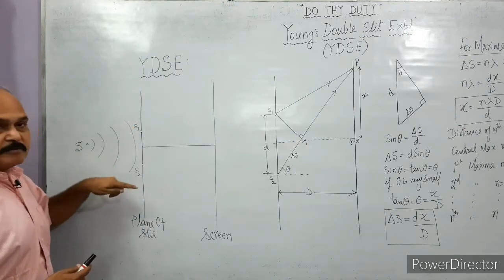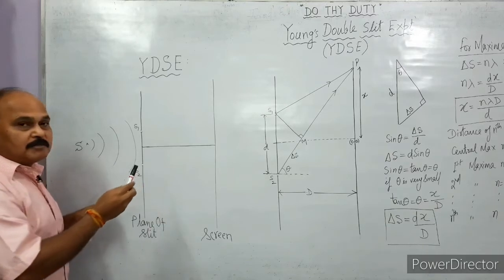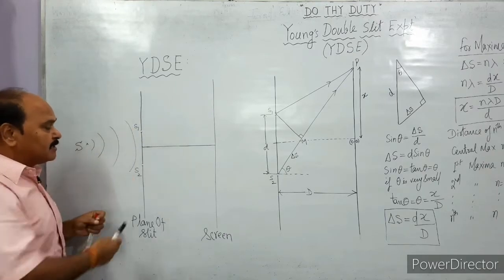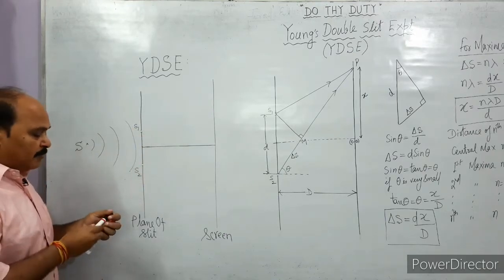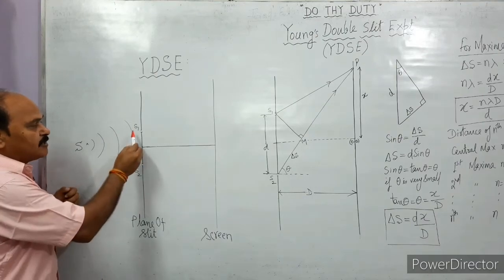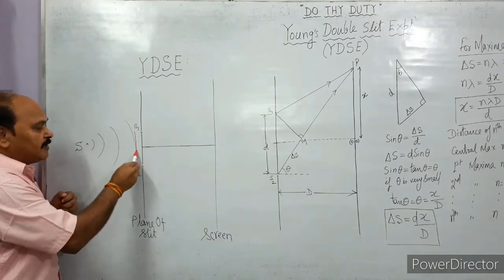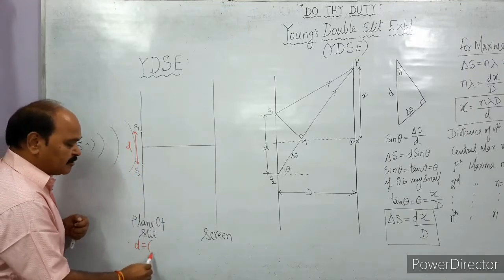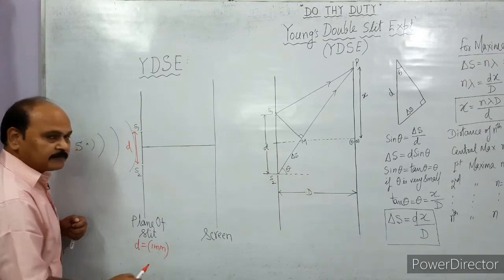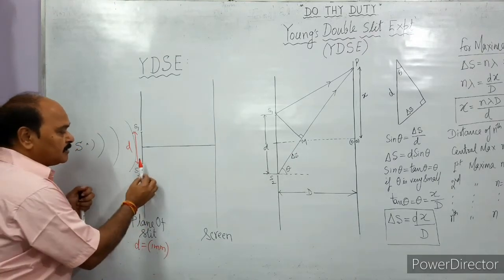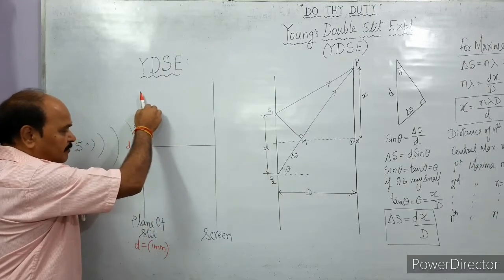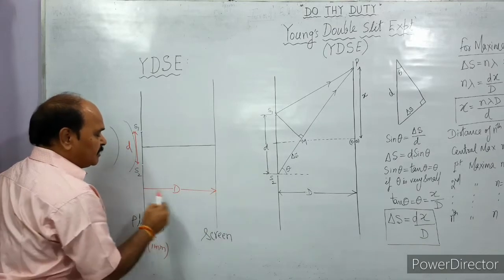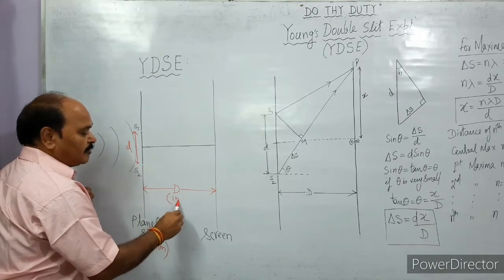Young made two pinholes. These are two very fine holes made in a cardboard or over an opaque sheet. Both these pinholes are very close to each other. They are as close as say 1 millimeter. And the screen is placed from these pinholes at a distance of capital D, and this capital D is of the order of 1 meter.